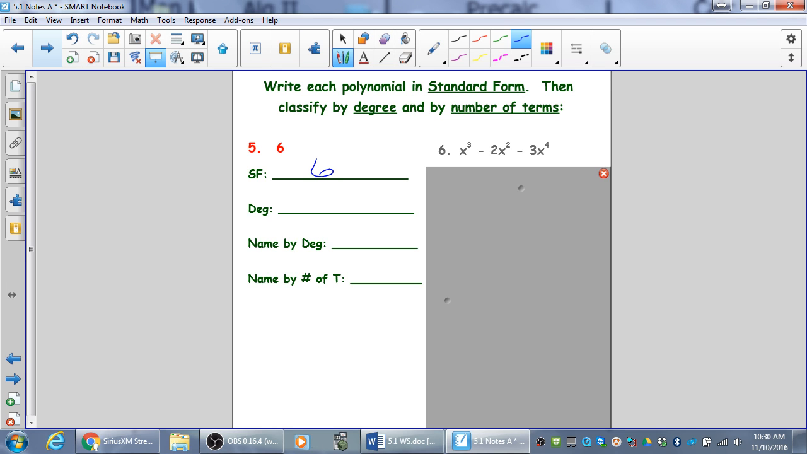Standard form, 6. Degrees, 0. Name by degree. It's a constant. Meaning there's no variable. It's constant. 6 stays constant. 6 stays 6. When you throw a variable in there, it varies. Depends on the variable. Depends on the value, right? So this is a monomial. Mono, 1.